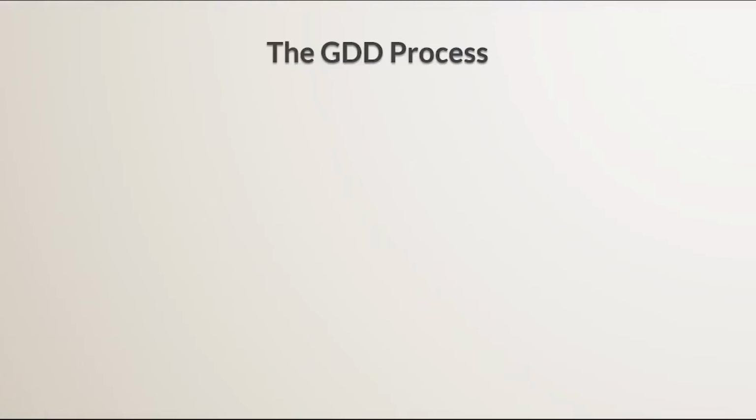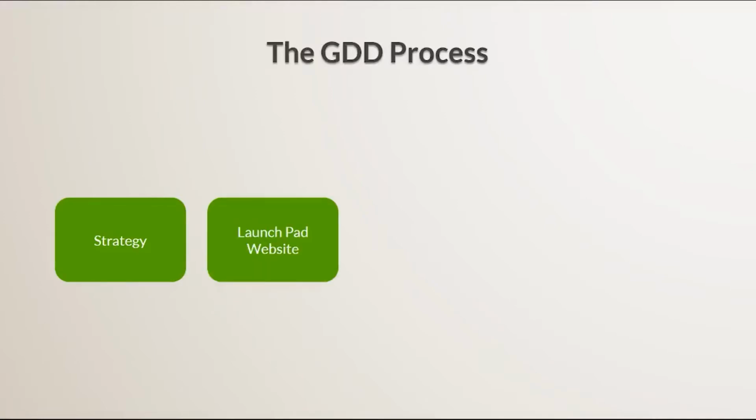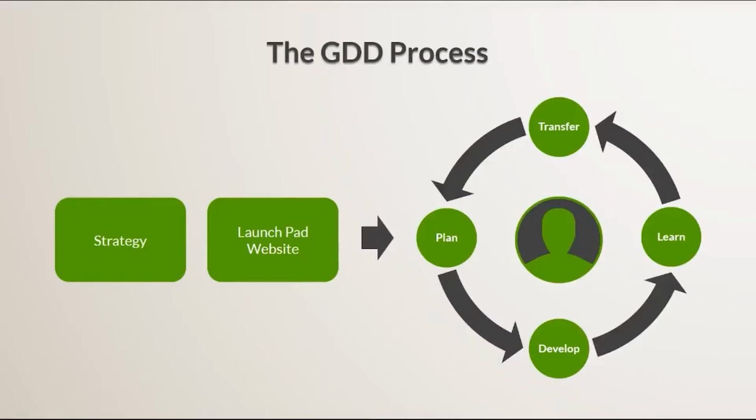The process for growth-driven website design begins with building a well-planned strategy, and from there you develop out a launchpad website. The launchpad site is just your starting point. It's not perfect, but it's something that you can build from and improve upon, and it can be either your current website or a newly launched site. The growth-driven design process is cyclical and ongoing.